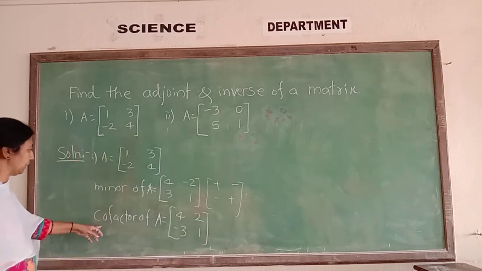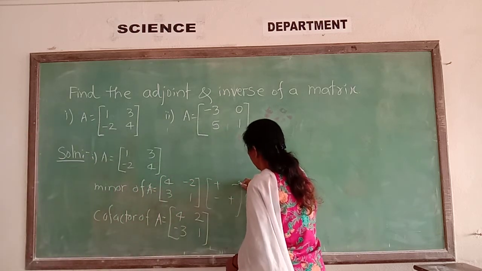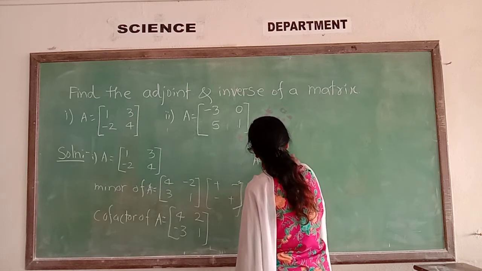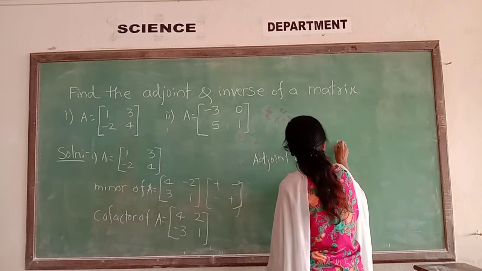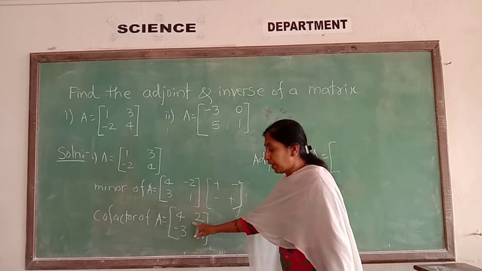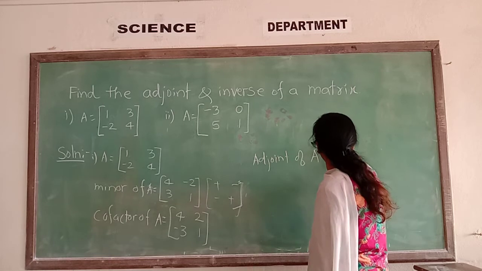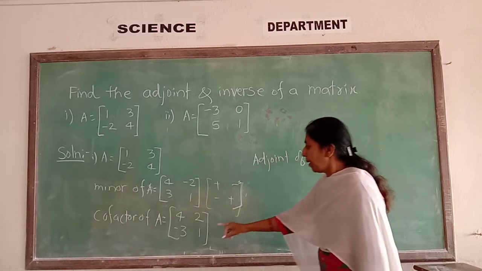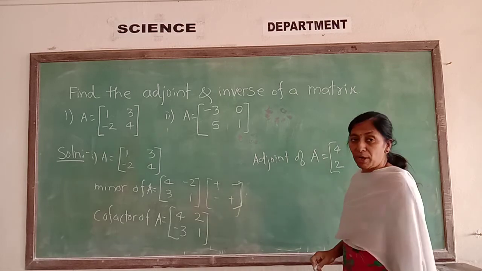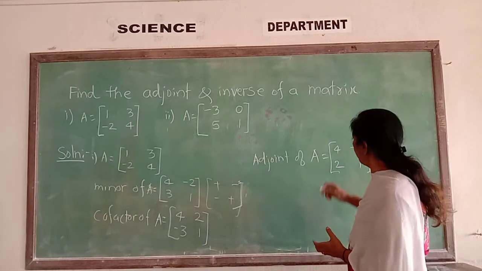So what is the adjoint of A? Adjoint of A is the transpose of the cofactor. We have to make its transpose. In a transpose, rows will become columns. 4, 2 like this will be written, but write it column wise. Minus 3, 1. This will be written column wise. So this is the adjoint of the given matrix.